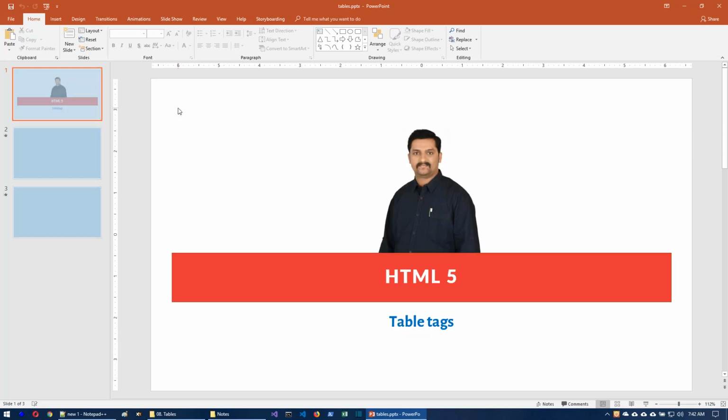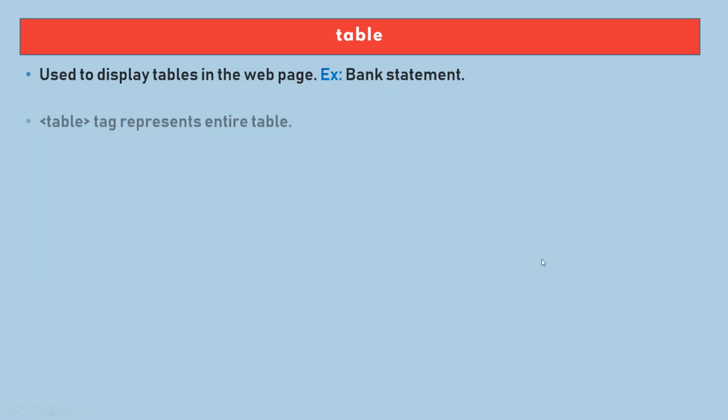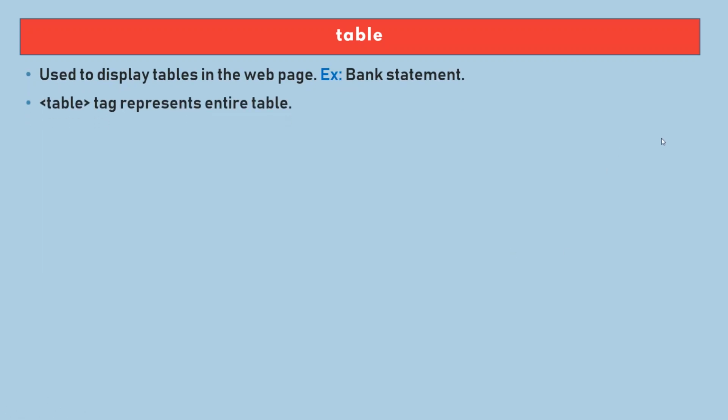When you want to create table type of information such as a students list, employees list, a cricket scoreboard, bank transaction details, or a student mark sheet, any kind of table type of data can be created by using table tags. The table tag is used to create an entire table.